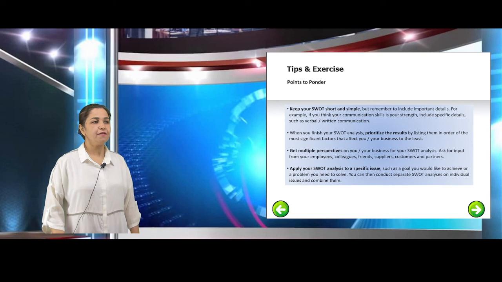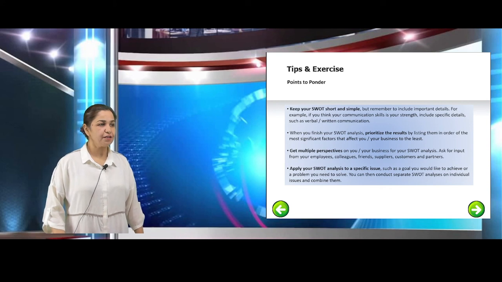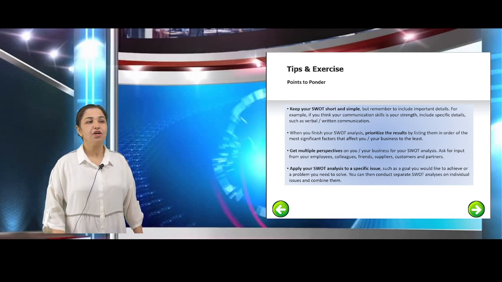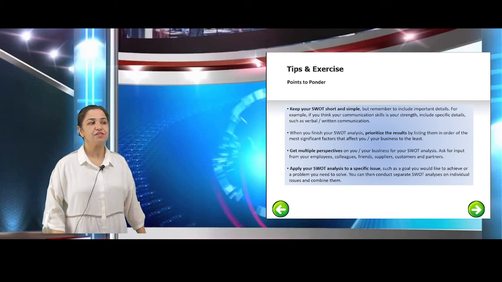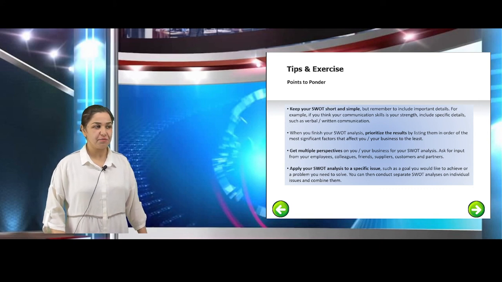for having a successful business and running a very profitable company, we have to make this solution. So every manager or the company president should keep the SWOT short and simple, but remember to include important details for the weak side and external and internal features. For example, if you think your communication skill is your strength, include specific details such as verbal and written communication.